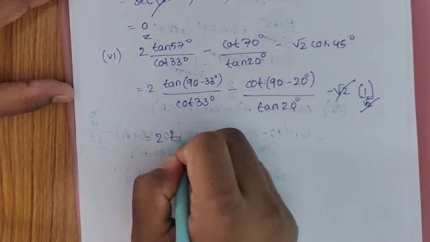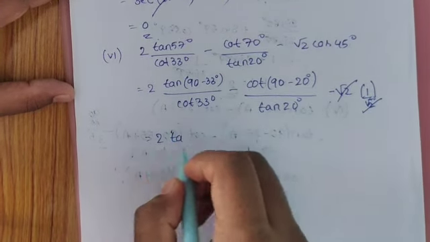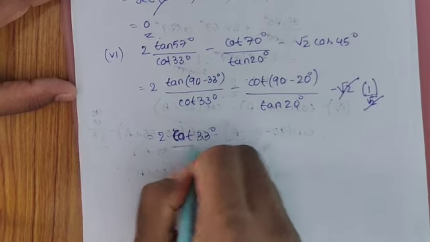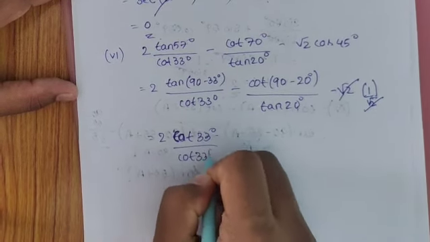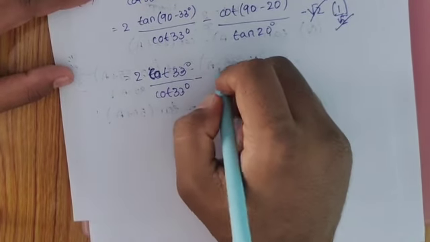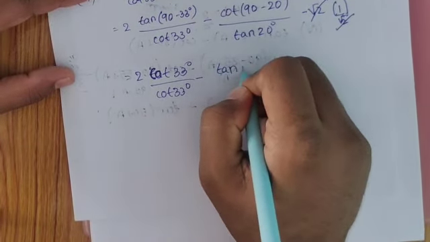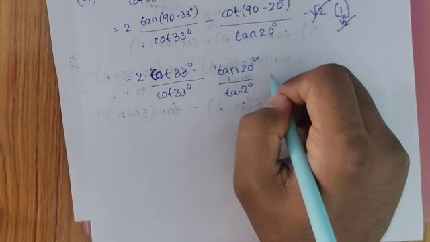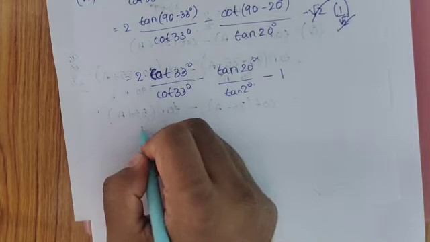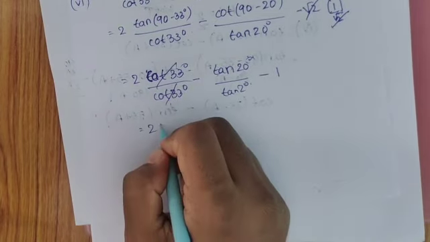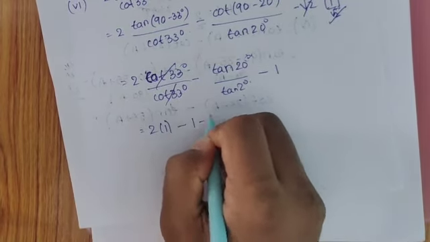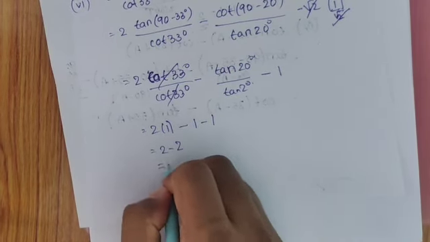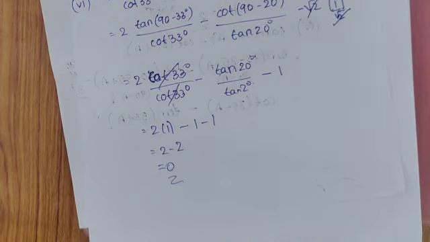So tan of (90 minus theta) becomes cot theta. So cot of 33 degree dividing by cot 33 degree, minus, here cot becomes tan of 20 degree dividing by tan 20 degree, so that will be minus 1. Now this cancels. The remaining will be 1 minus 1 minus 1. So 2 minus 1 can be written as minus 2. So that becomes 0. So 0 is your answer.